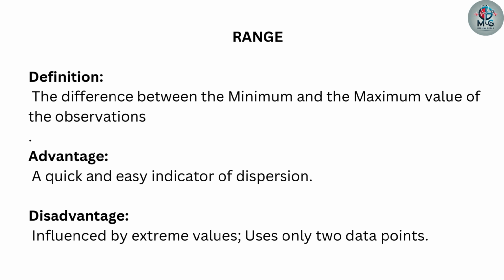Range. Definition: the difference between the minimum and the maximum value of the observations. Advantage: a quick and easy indicator of dispersion. Disadvantage: influenced by extreme values. Uses only 2 data points.